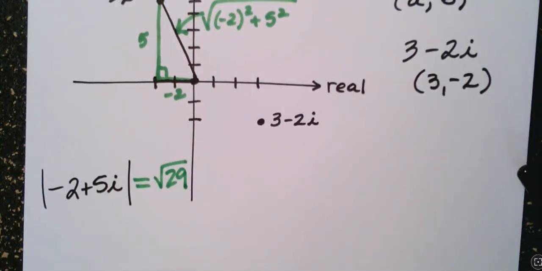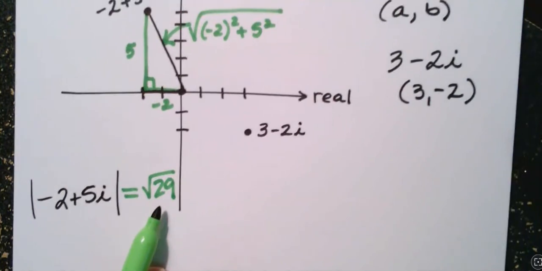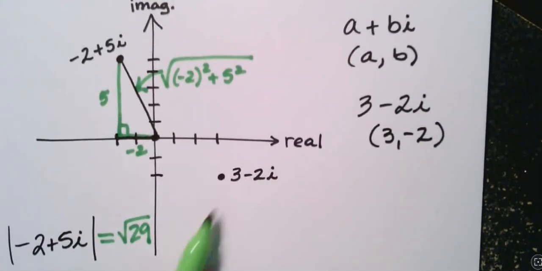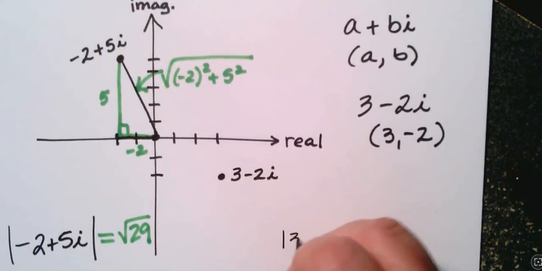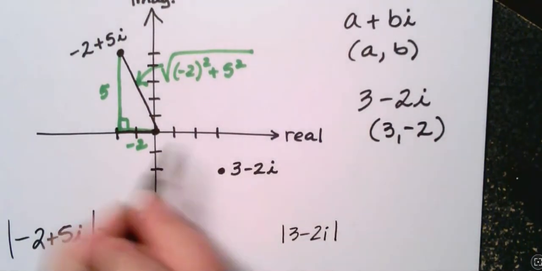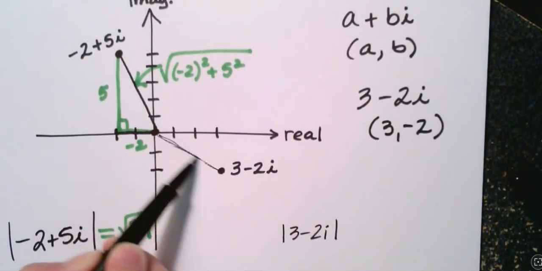And you might sometimes be asked for that as a decimal. You pretty much have to go with however it's asked. If I'm asked for it in exact form, that means leave it like this and just simplify if I can, which I can't here. So let's look at the absolute value of 3 minus 2i. Absolute value of 3 minus 2i means how far this point is from the origin.